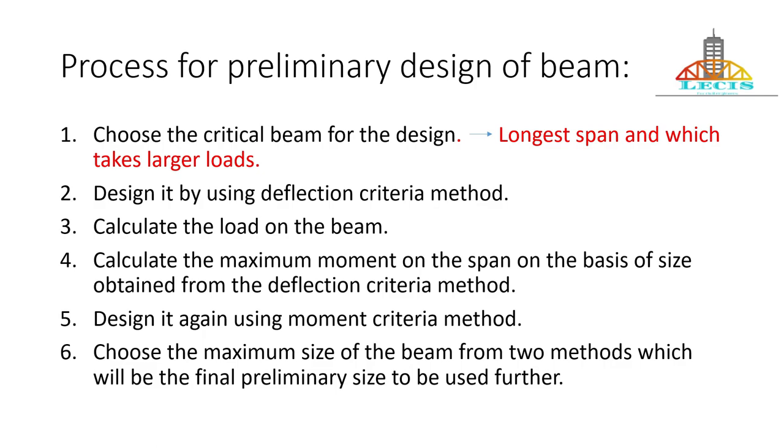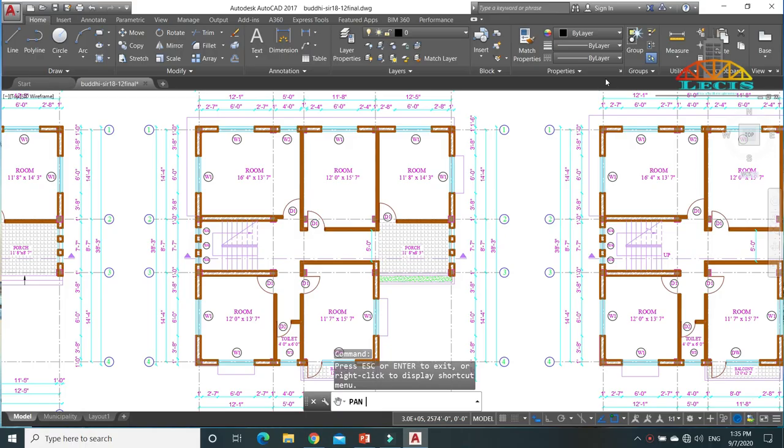You should follow these 1, 2, 3, 4, 5, and 6 process for the preliminary design of beam. The first is you should choose the critical beam for the design. That beam will be the critical beam which has the longest span and which takes the larger loads. To choose the critical beam, we need to see the architectural plan of the floor.